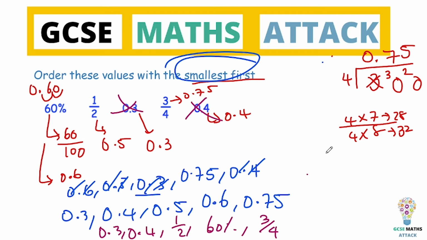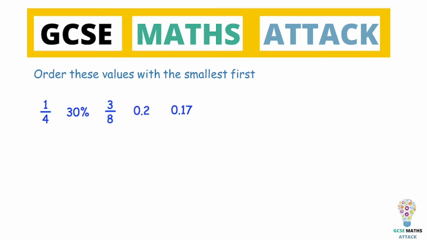So the first thing I will do is change everything to a decimal. I will write my numbers down. After I've written my numbers, I will start ordering them, and then finally I will rewrite them how they were originally written down. Okay guys, so you've got another question. It says order these values with the smallest first. Pause the video and have a go at these questions.